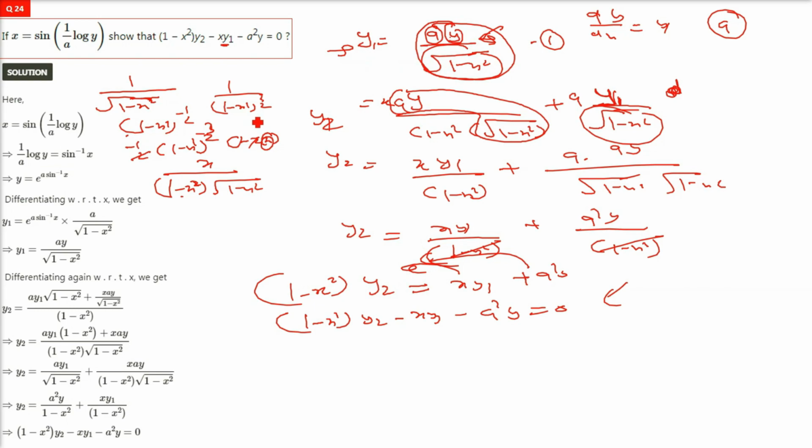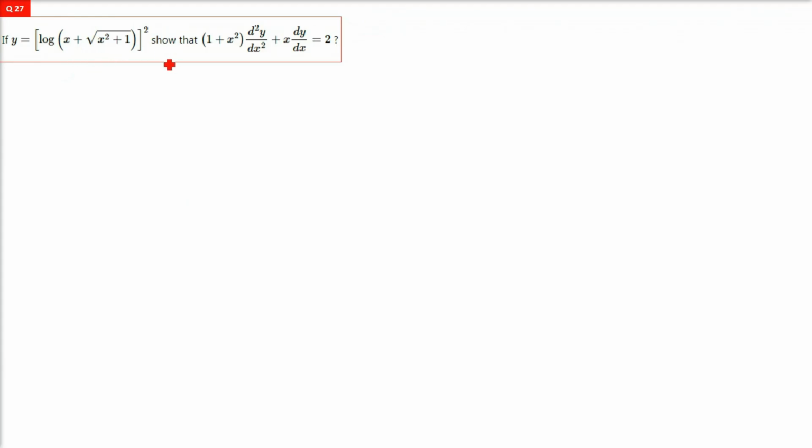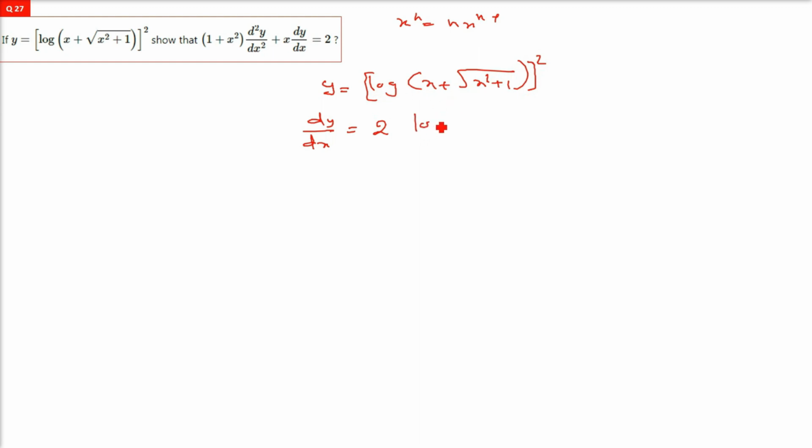So there are two replacements of y. We have y equals log of x plus under root x square plus 1, whole square. Now this cannot be done directly, that is dy by dx and d2y by dx2. You'll see what we are going to do in order to get the answer. So we have log of x plus under root x square plus 1. This is whole square, not only x plus under root x square plus 1 whole square, it is total whole square. You know, n x to the power n minus 1 is the normal differentiation. So this is whole square. Consider this x to be the log content.